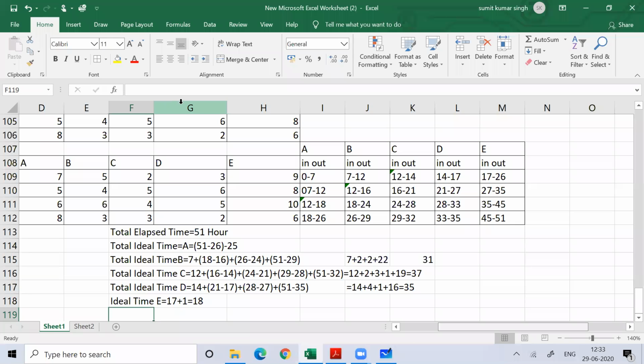Then 12 plus 6, 18. 18 plus 6, 24. 24 plus 4, 28. 28 to 33. Then 35, 45. Then 18 plus 8, 26. 26 plus 3, 29. 29 plus 3, 32. Then 33 plus 2, 35. And then 45 plus 6, 51.